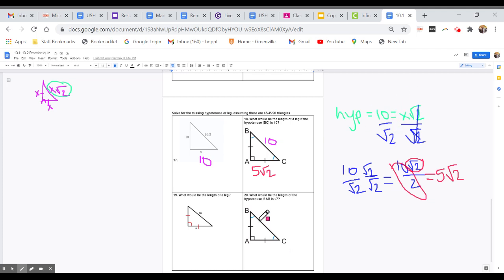And then for number 20, this is where things get a little tricky as well. If you know that AB is root 7, and you are looking for this, that means that this is also root 7 because it's a leg. Remember, hypotenuse equals leg times root 2. So your hypotenuse equals a leg, which is root 7, times the root of 2, and continue solving and simplify if you can.